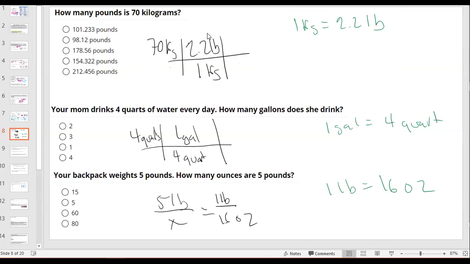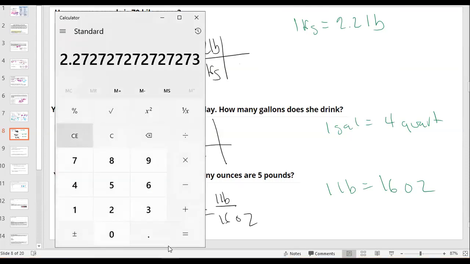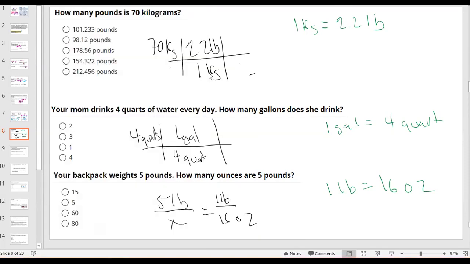Okay, what's the answer for number 1? 154. So that's 70 times 2.2, 154. So it's like this one. And again, they use a more accurate one. They use 2.2 something, something, something. So that's why they got the extra stuff in there.